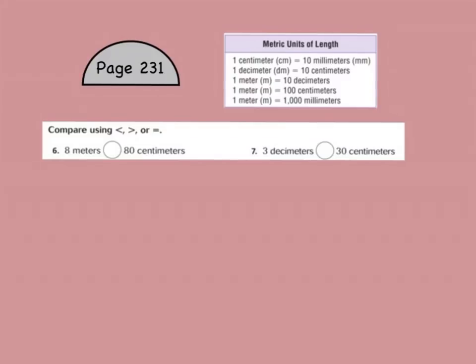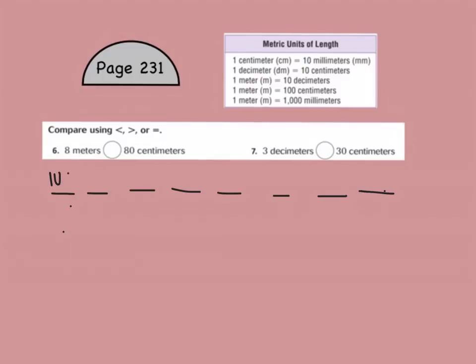The easiest way to change it is to represent 8 meters and convert it into centimeters. So let's go ahead and do that. I'm going to draw my 8 lines, 1, 2, 3, 4, 5, 6, 7, and 8. 8 lines. And I'm going to see what meters is versus centimeters. So I see that 1 meter is 100 centimeters. So I'm going to go ahead and write 100 in each of these blanks.